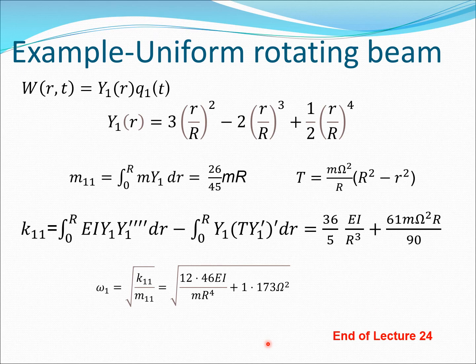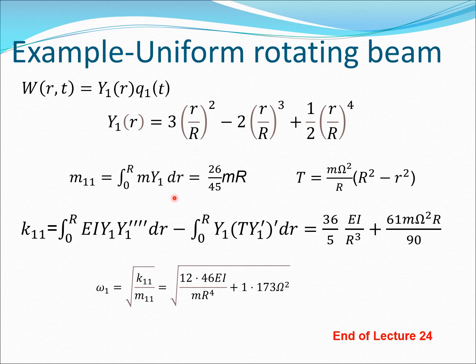So finally, before we end, I will give you a simple example for a uniform beam and use a one-term solution. If we use a one-term solution, we essentially write W app as a basis function into Q. And here I have used this basis function. You can check that this basis function should satisfy the geometric as well as the force boundary conditions. That is, y1 at 0 is 0, which you can see straight away. Y1 dash at 0 is 0. Y1 double dash at R should be 0, and y1 triple dash at R should be 0.